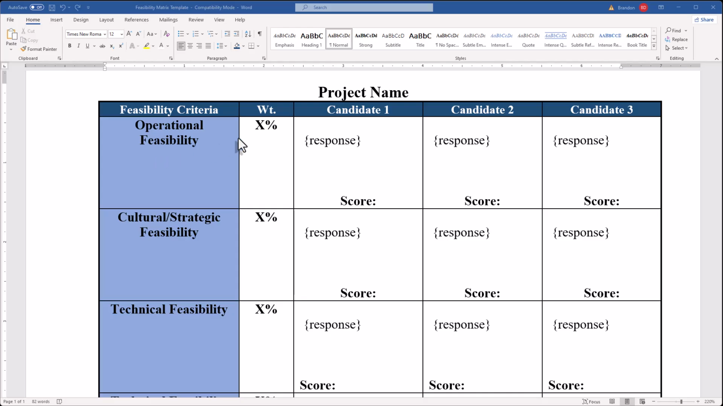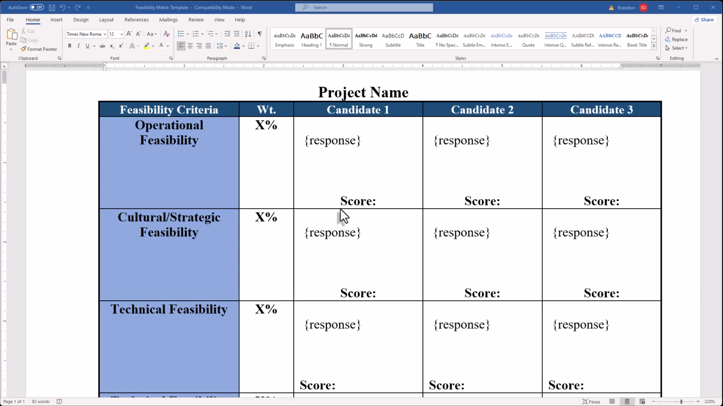And for each of the feasibilities, we want to do some type of weighting. So let's say that maybe 25% of the decision should come down to this operational feasibility. Then for each of the candidates, we put together a summary of our response. Take a look at candidate 1: how well does that meet all of our requirements, and how assured are we that we're going to reap the benefits that we need to reap from that system? And then do the same thing for candidate 2, candidate 3, and then come up with a score.